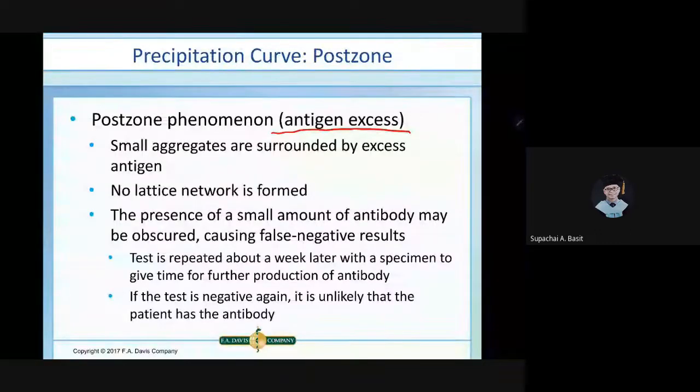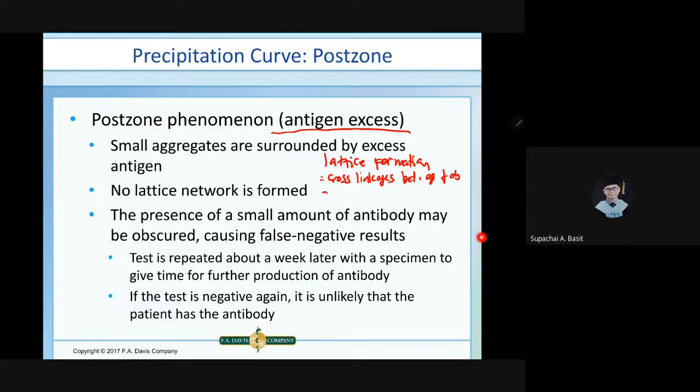By the way, what is lattice formation? When we say lattice formation, we are referring to the cross linkages between the antigen and antibody. Lattice formation can only be achieved if there is a zone of equivalence. So remember, in both the prozone and postzone phenomenon, you will not be able to achieve lattice formation.